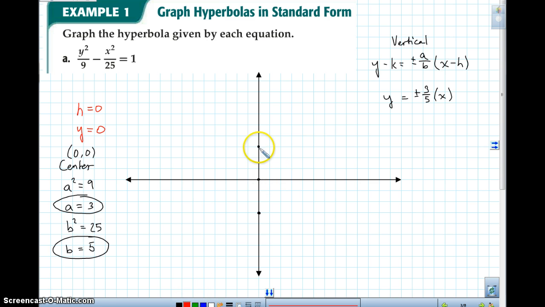So I rise 3, that's where my vertex is, and I run 5. 1, 2, 3, 4, 5. That gives me another point on my line. So we fall 3 and go 1, 2, 3, 4, 5 this way. And now we can draw our asymptote. Okay, there we go. That's one of them, and the plus or minus actually shows us that there are 2 asymptotes, one going with a positive slope of 3/5 and one going with a negative slope of 3/5. So if I go negative 3 and over 5, that's going to give me my other asymptote.